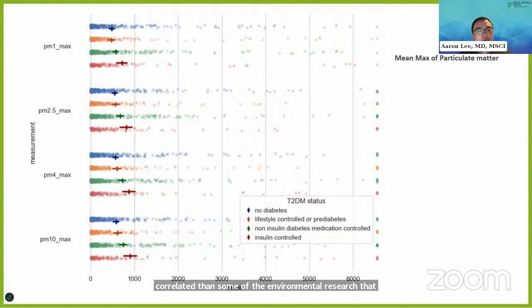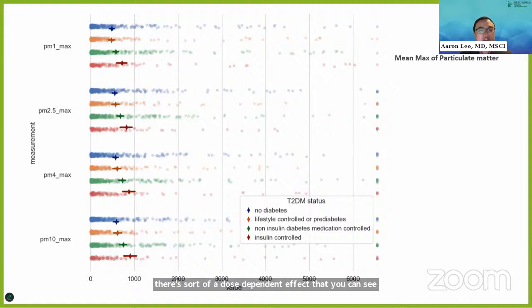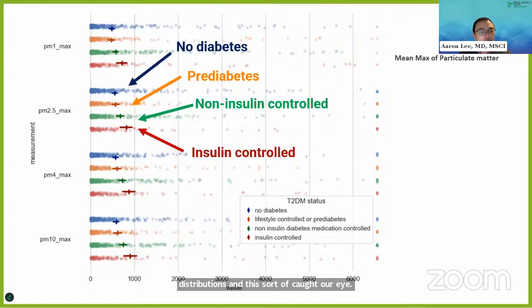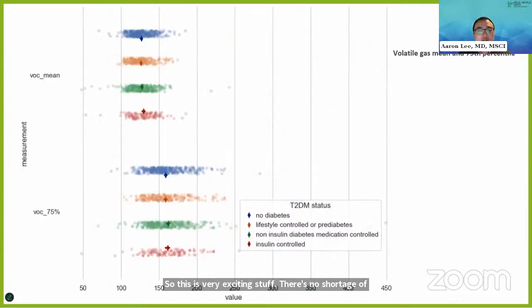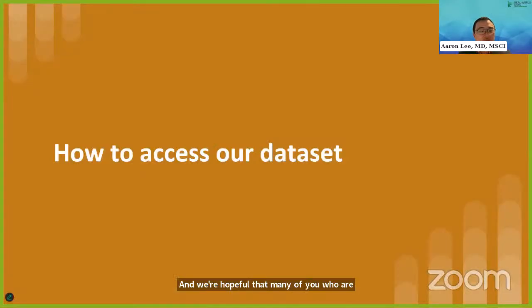And here, what we were very excited to see is that if you look at the maximum level of particulate matter in people's homes, there's a dose-dependent effect that you can see with the type 2 diabetes status. And we just discovered this by cleaning our data. We were just making sure the data looks okay and looks reasonable. We ran some first-level things to look at the distributions, and this caught our eye. So this is very exciting stuff. There's no shortage of things, in my opinion, that could be discovered using this data set. And we're hopeful that many of you who are listening on this call will be able to download this data set and use it.